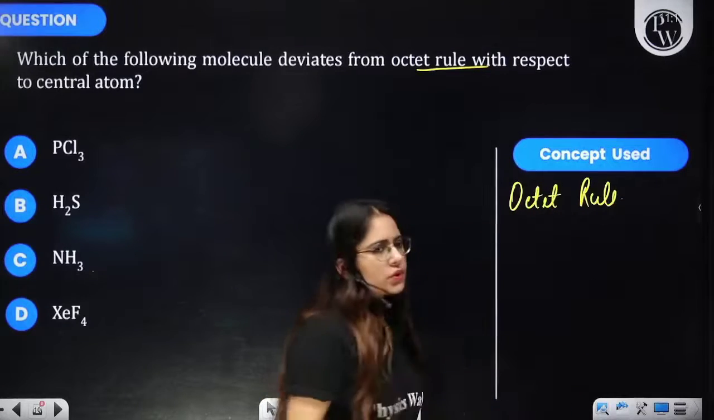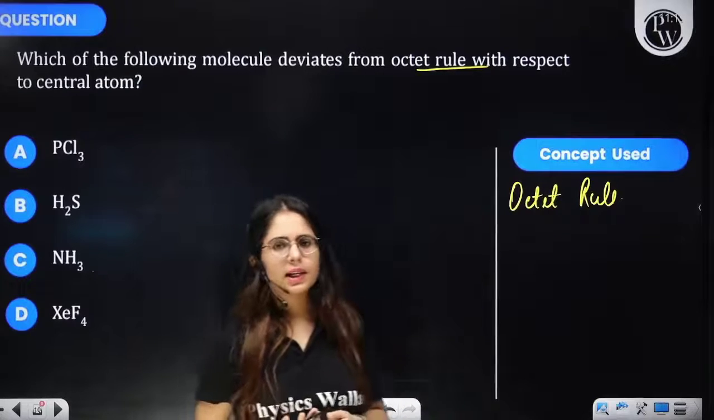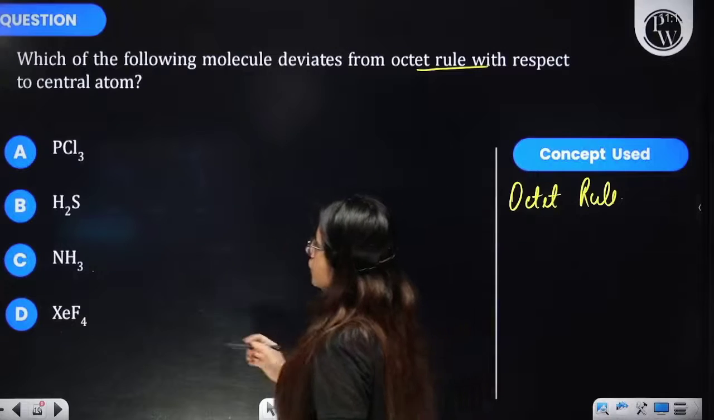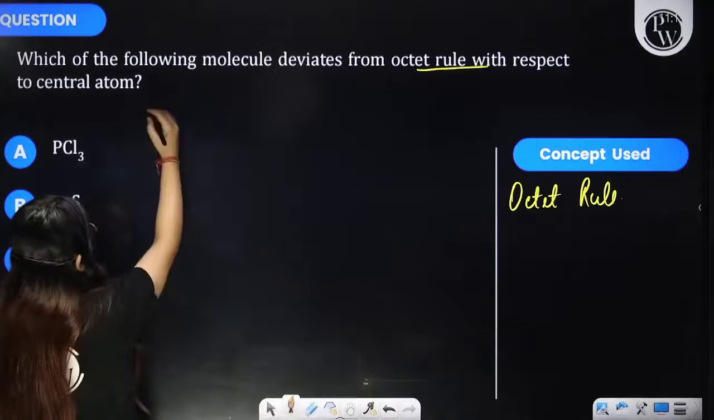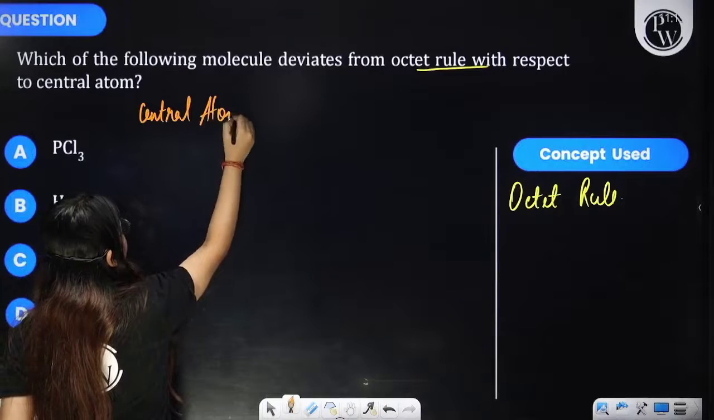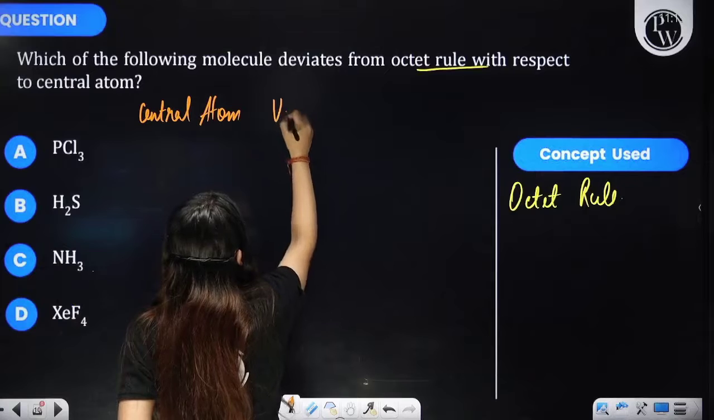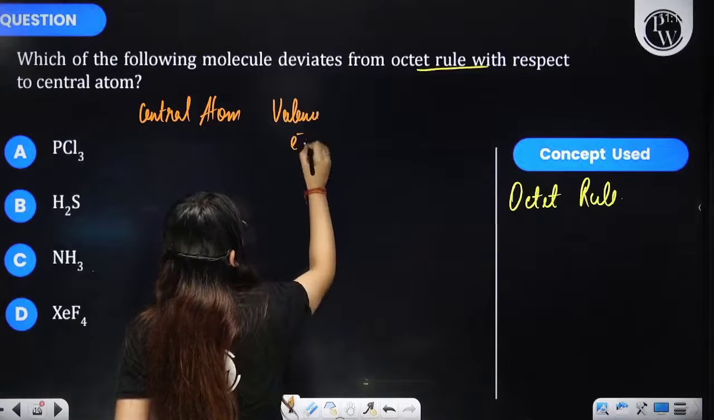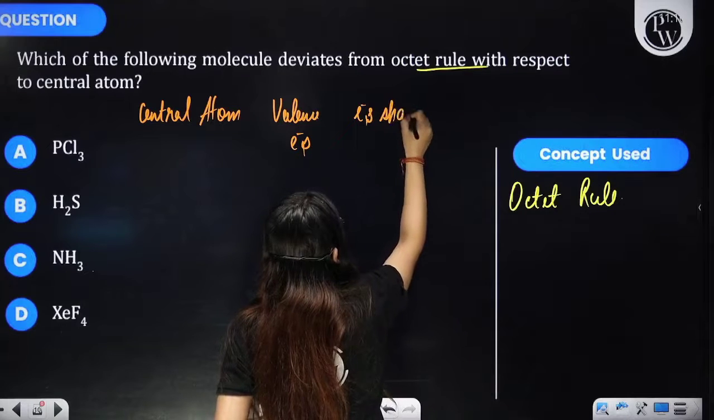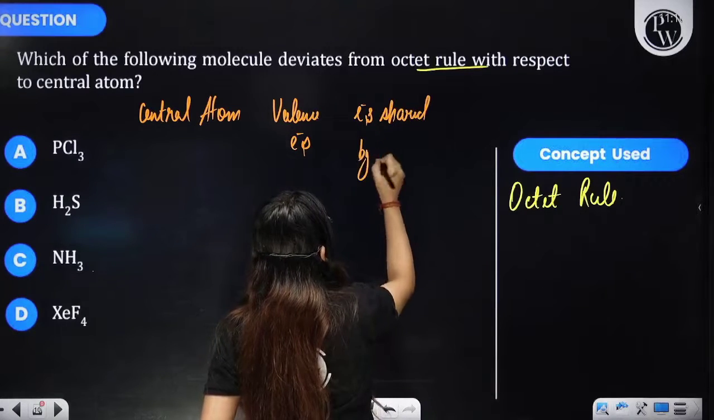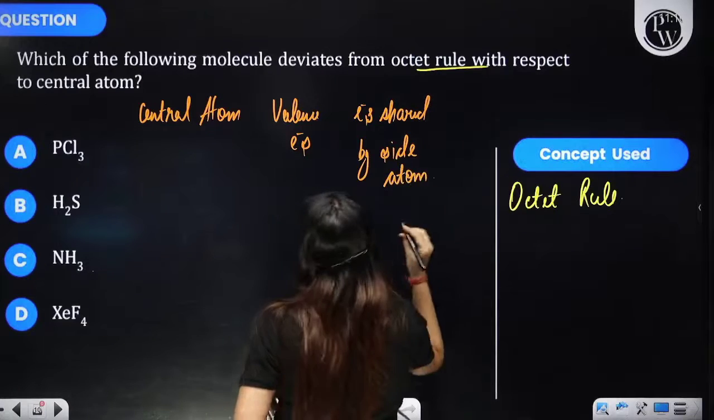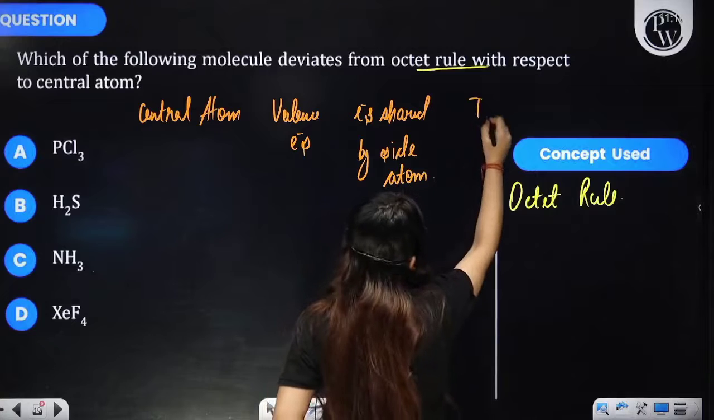According to this rule, every valence shell must contain 8 electrons. So on the basis of this concept, let's do our question. First of all, PCl3. We find the central atom, and then the valence electrons of the central atom. Further, the electrons shared by the side atoms. And then at the last, the total number of electrons.